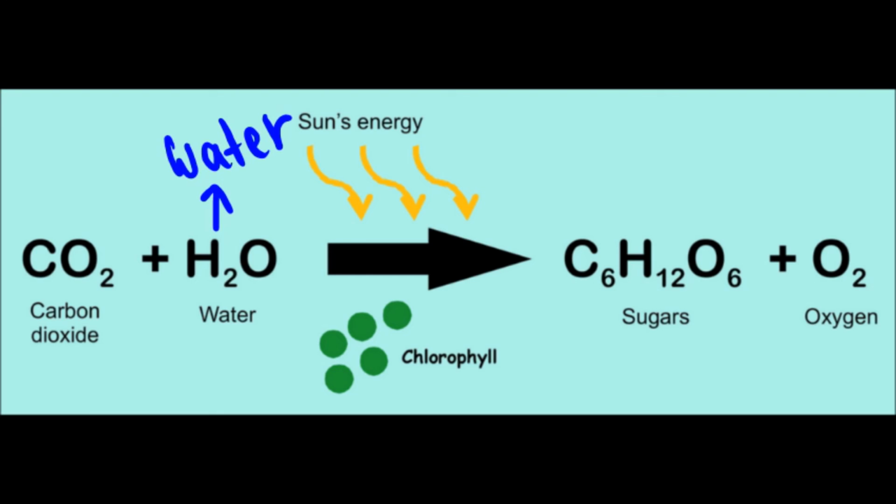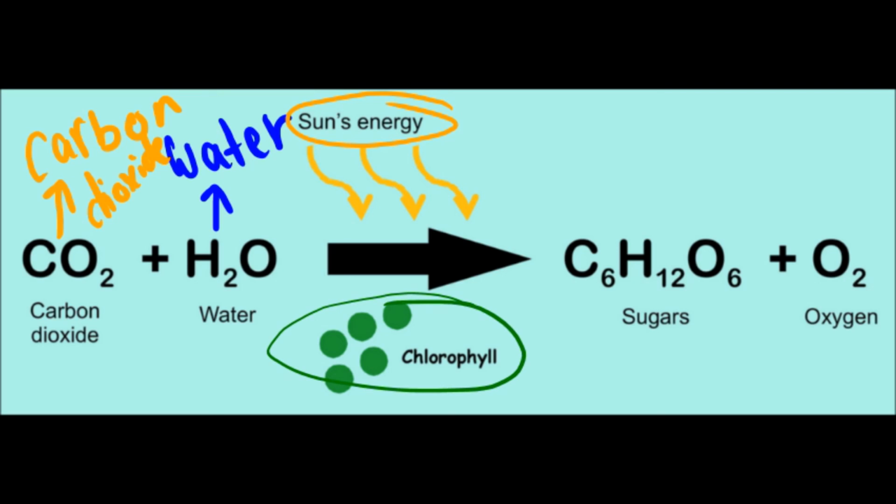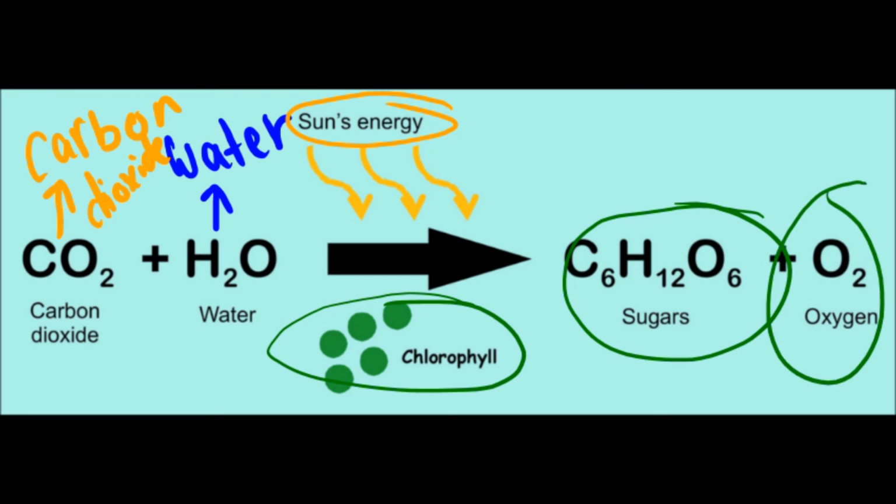So first off, we already know that we need water and carbon dioxide, which plays a huge role, and also, of course, sunlight, which includes chlorophyll. And we've already talked about glucose and sugars that photosynthesis produces along with oxygen. So basically, it's just putting everything into one scientific equation.